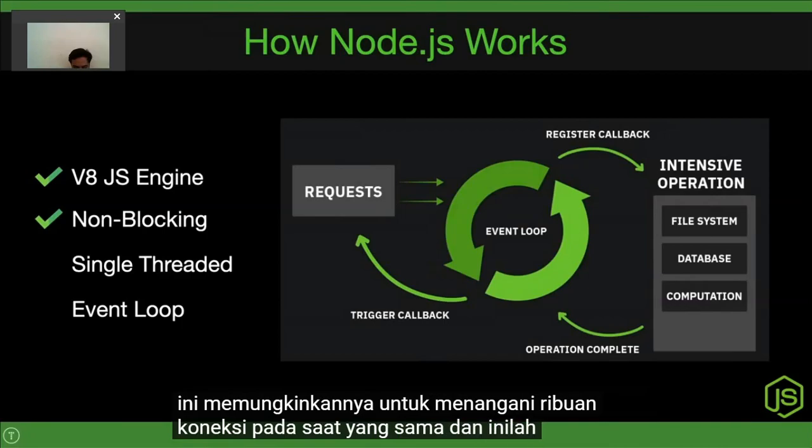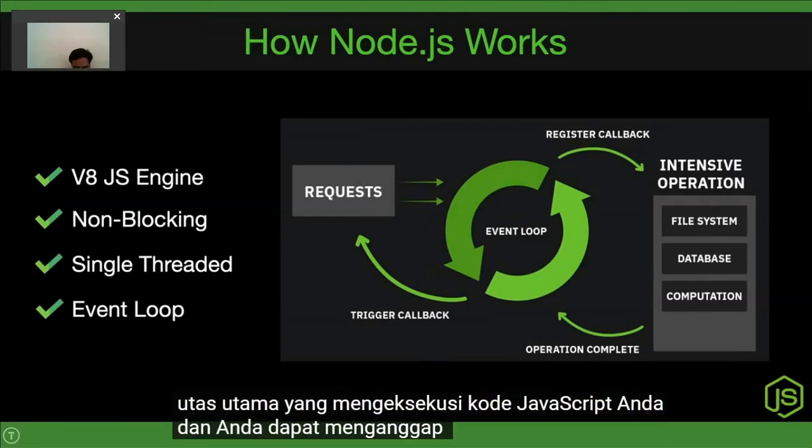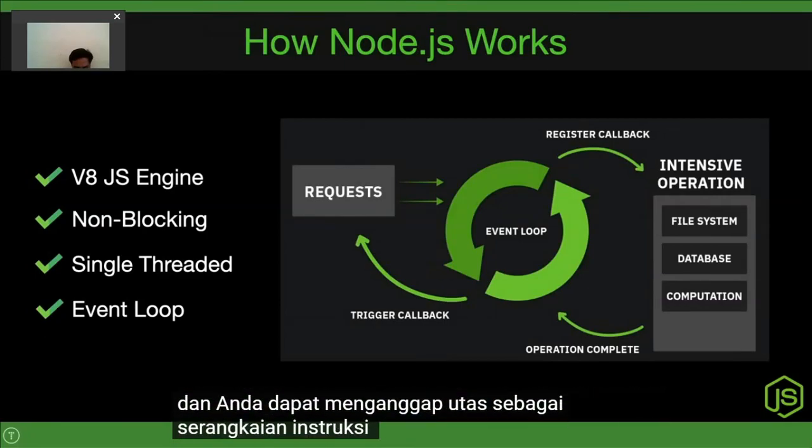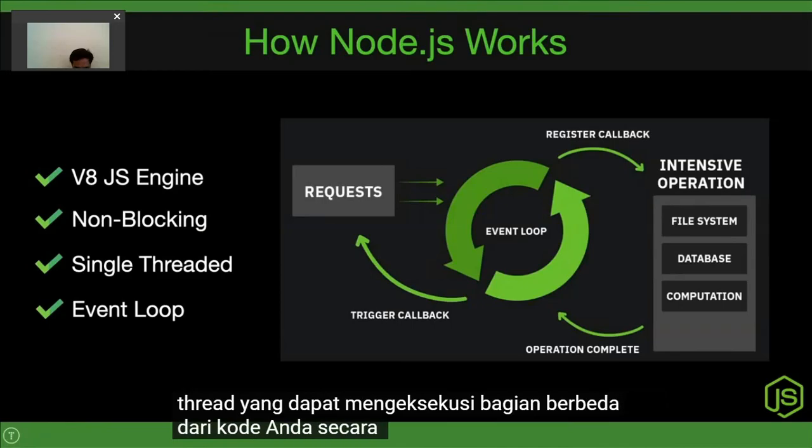Now, in Node.js, there's a single main thread that executes your JavaScript code, and you can think of a thread as a set of instructions that your computer executes. And in a single-threaded environment, there's only one set of instructions that is executed at a time. This is different from multi-threaded environments where you have multiple threads that can execute different parts of your code simultaneously.